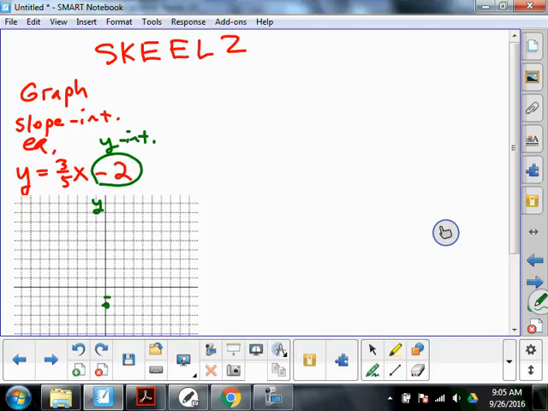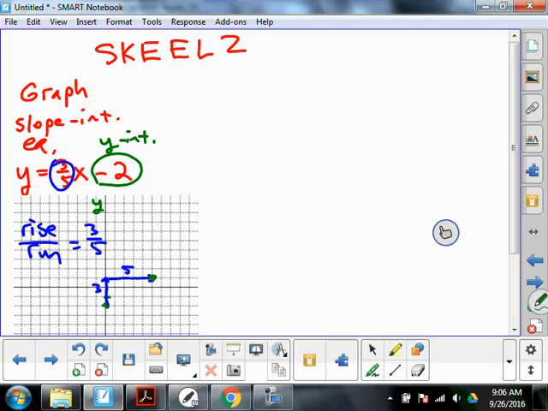And then after that, I'm going to look at the rise over run, the slope, or the sloppy as I like to call it. 3/5, that's rise over run, so that's my slope. From the point that I plotted, I can go up 1, 2, 3. So up 3, and then over 5. Which way? To the right in this case. 1, 2, 3, 4, 5. Okay, so there's my second point.